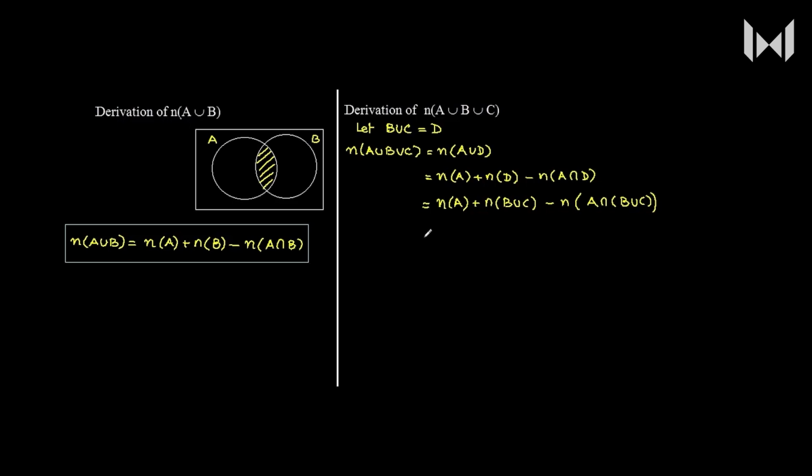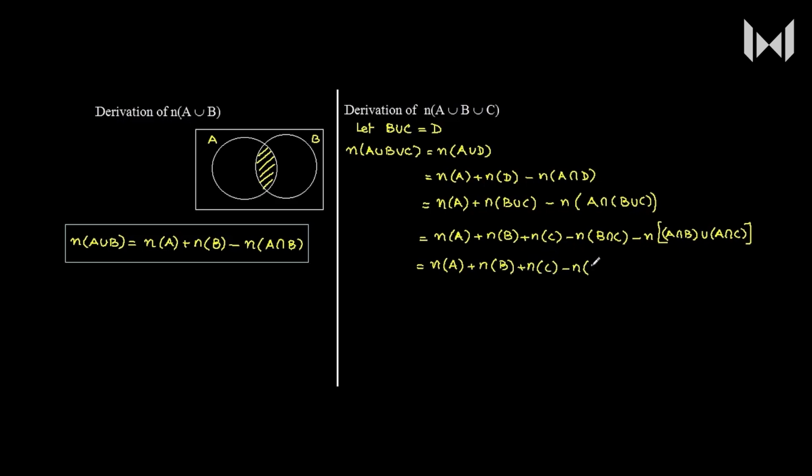Now this is equal to n of A plus n of B. Now we are applying the formula for B union C, plus n of C minus n of B intersection C, minus number of elements in... Now we will use the distributive property, so we get A intersection B union A intersection C. This is equal to, now first we will write the initial elements as they are, minus n of B intersection C minus, and I put a bracket.